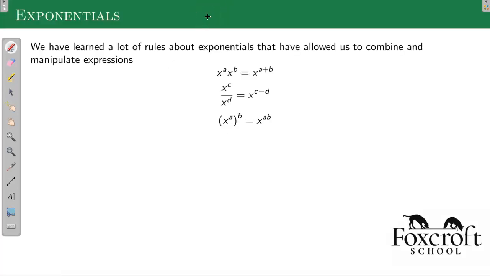When we were learning about exponentials, we learned all these different ways to combine exponentials. If you multiply two exponentials with the same base, you can just add their exponents. If you're dividing two exponentials, again with the same base, then you subtract their exponents. And if you have this kind of double exponent, that's when you multiply. So we have ways to combine different exponents into a simpler expression. And since exponents and logarithms are related, hopefully there's some way we can do this with logarithms as well.